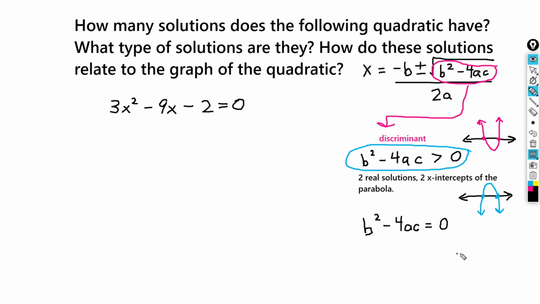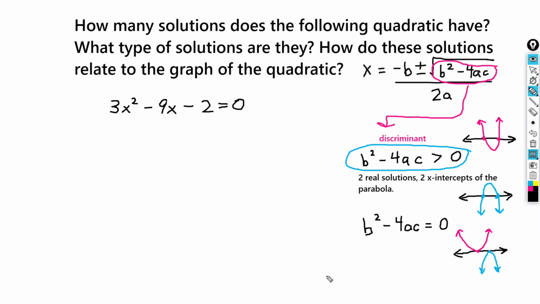What this would look like graphically, if this is the x-axis, and if your a value is positive, you're going to have a parabola where the vertex just touches the x-axis and opens up, like so. Likewise, if your a value is negative, the vertex is going to touch here, but it's going to open downward, like so.